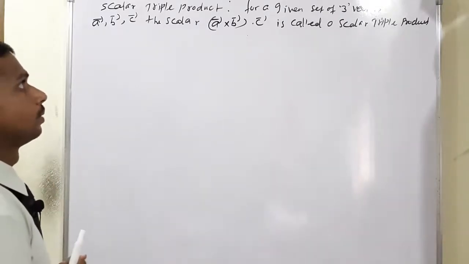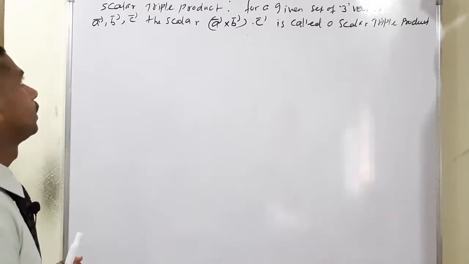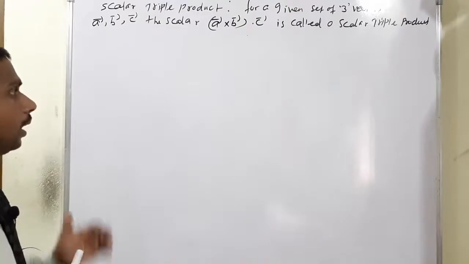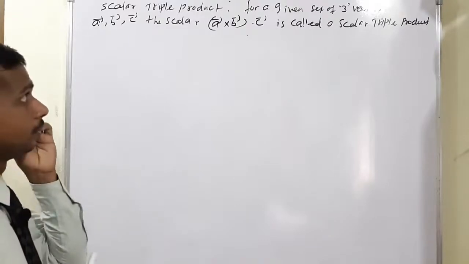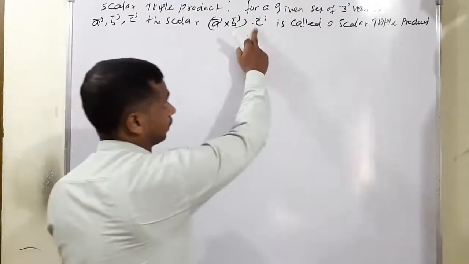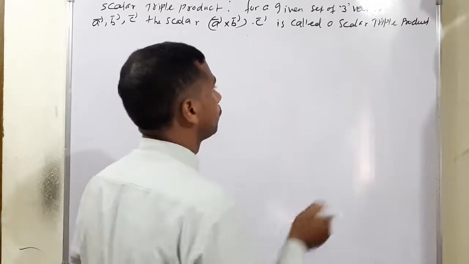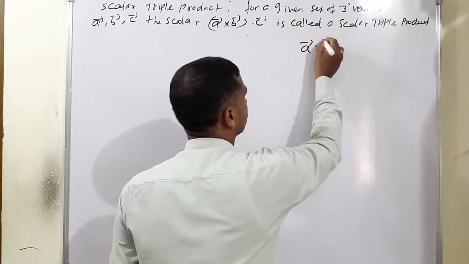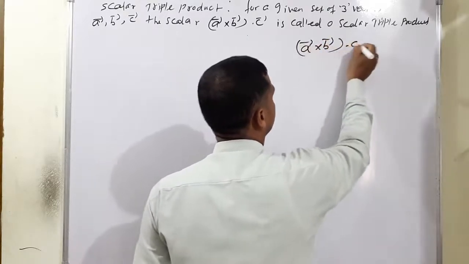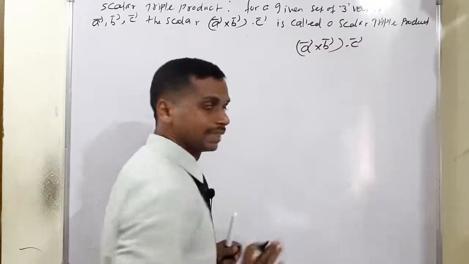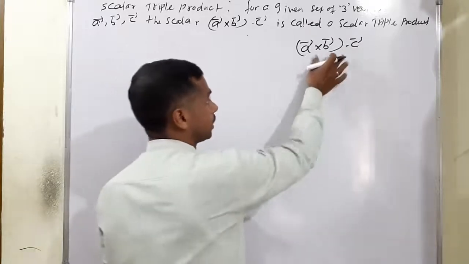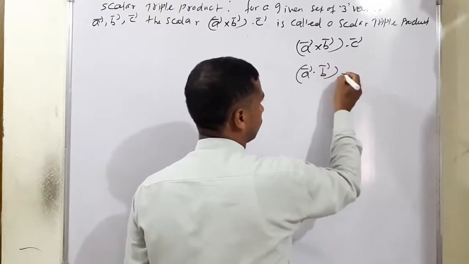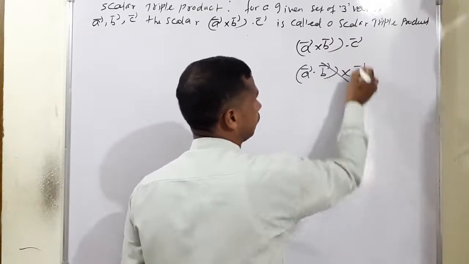For a given set of three vectors, a vector, b vector, c vector, the scalar a vector cross b vector dot c vector. So listen, the scalar triple product means: a vector cross b vector dot c vector is called the scalar triple product. Sometimes we write a vector dot b vector cross c vector, and that is not meaningless.